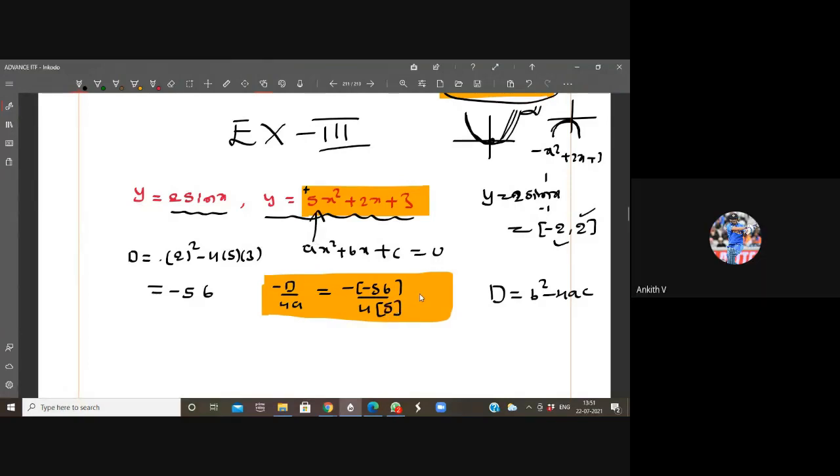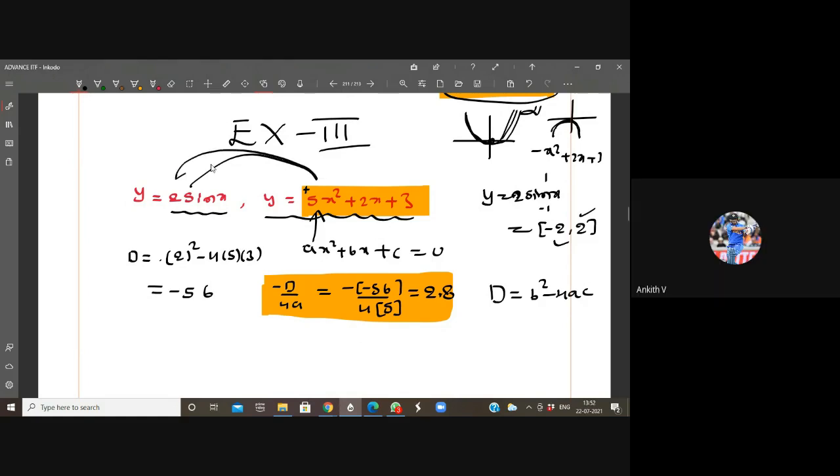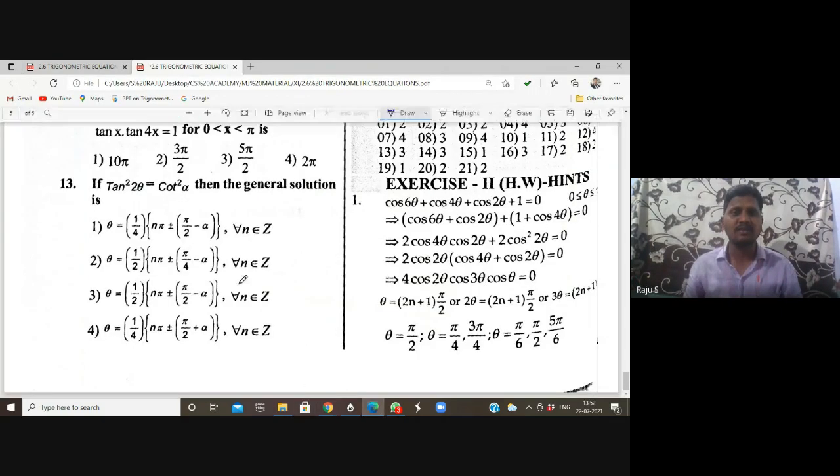56 by 20 is 2.8. Here the maximum value of 2 sin x is 2, and here the minimum value of the quadratic is 2.8. Are both the curves intersecting? No, there are no common solutions. Both will not intersect, so in that case there is no solution.